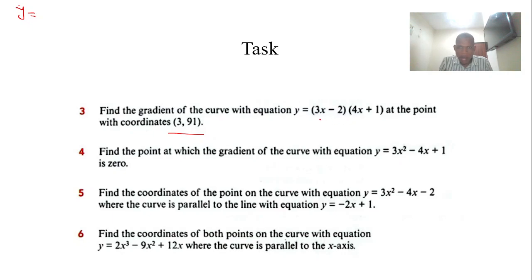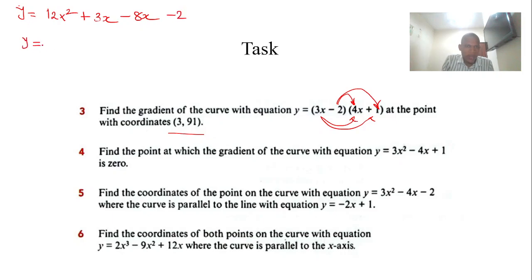Okay, expand them out. Now you do 3x times 4x, that gives us 12x squared. You do 3x times plus 1, that gives us plus 3x. Now you do minus 2 times 4x, that's negative 8x. Then minus 2 times plus 1 gives us negative 2. So my curve is 12x squared minus 5x minus 2. This is my curve. Now first of all we have to get the gradient function.